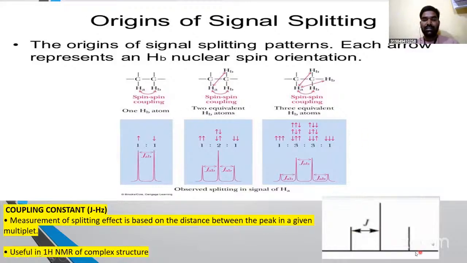Measurement of splitting effect and the distance between the peaks. On the basis of this distance, you can see the splitting effect. This is the J, the coupling constant. Coupling constant is useful in one H NMR, hydrogen NMR, of complex structure.